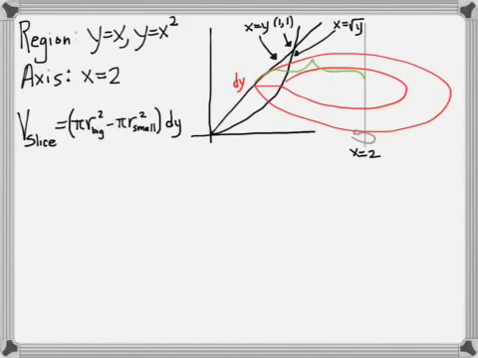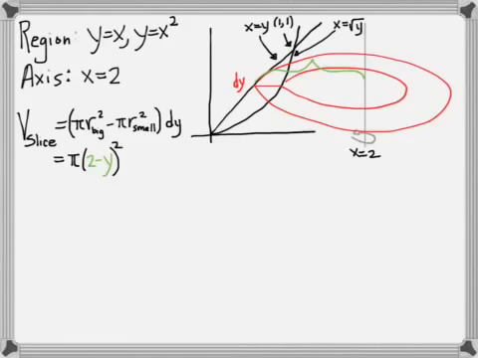So the bigger radius is the distance from here to here as functions of y. So this never changes. As a function of y, this is always 2. That's this line. This over here is x equals y. So the distance from here to here is the difference between 2 and y. So that means my big radius is 2 minus y squared.